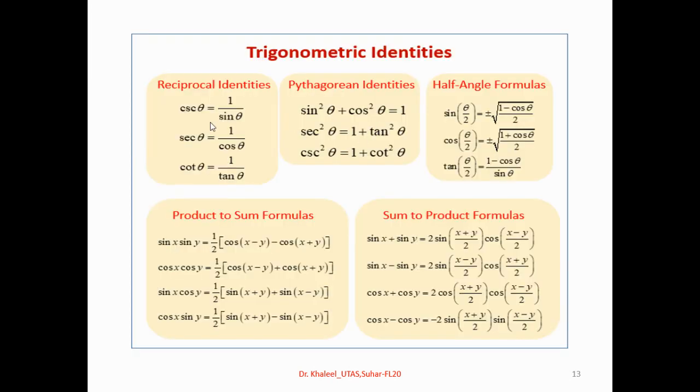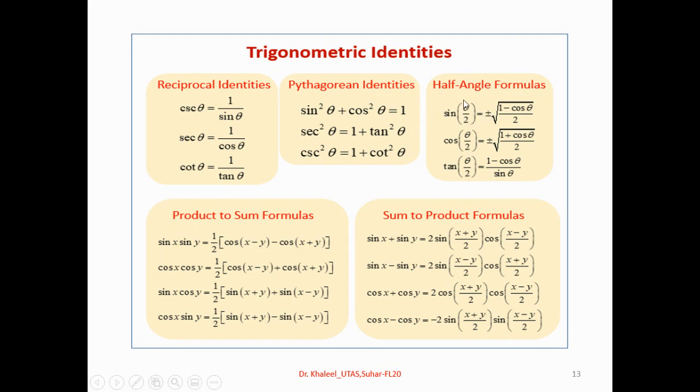Then we have some trigonometric identities, that is how the cosecant and 1 by sine are related. These are the Pythagorean identities, that is sine square plus cos square is 1, sec square is equal to 1 plus tan square, cosecant square is 1 plus cotangent square theta. So here theta is nothing but x, that is y is equal to like.